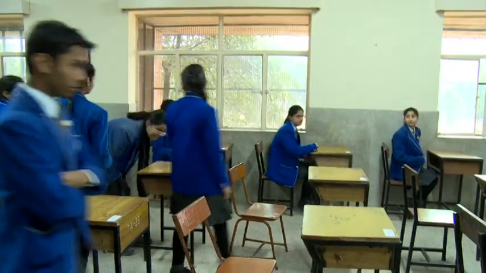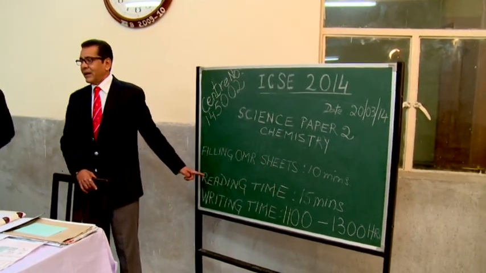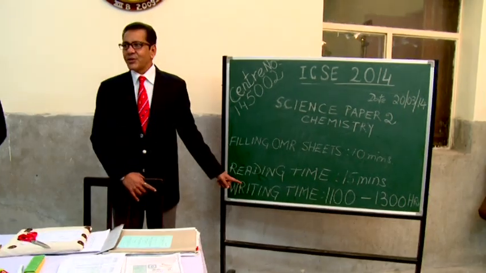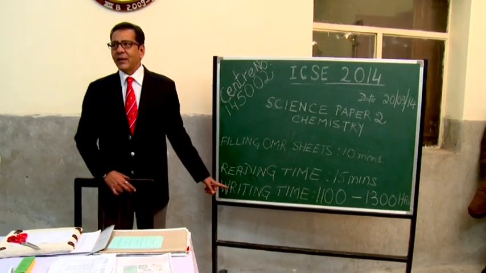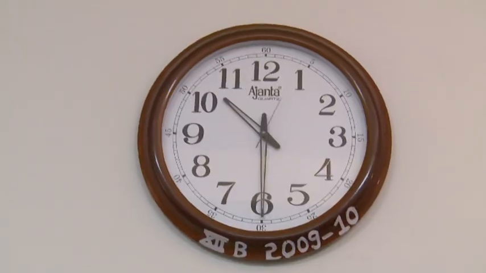Candidates should be seated in the examination hall when the supervising examiner walks in. In the examination hall, the supervising examiner should write the timings of the examination, the subject and the paper on the blackboard. All candidates should be seated in the examination hall by 10:30 a.m.